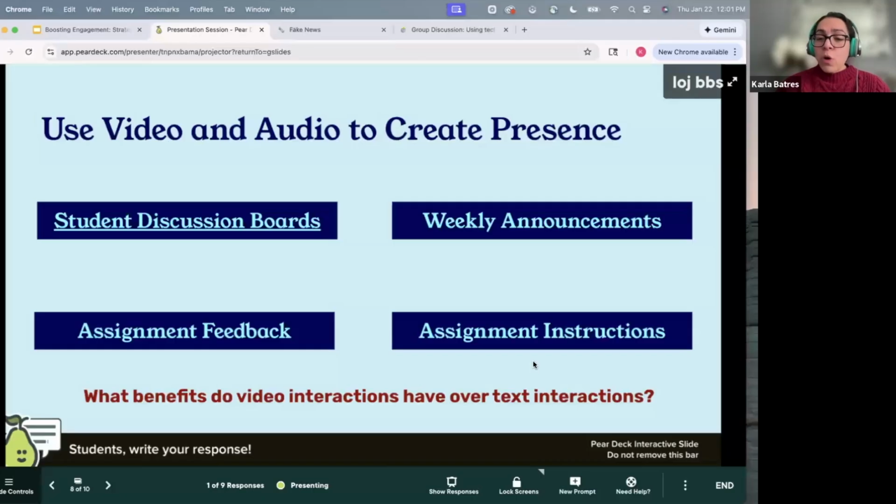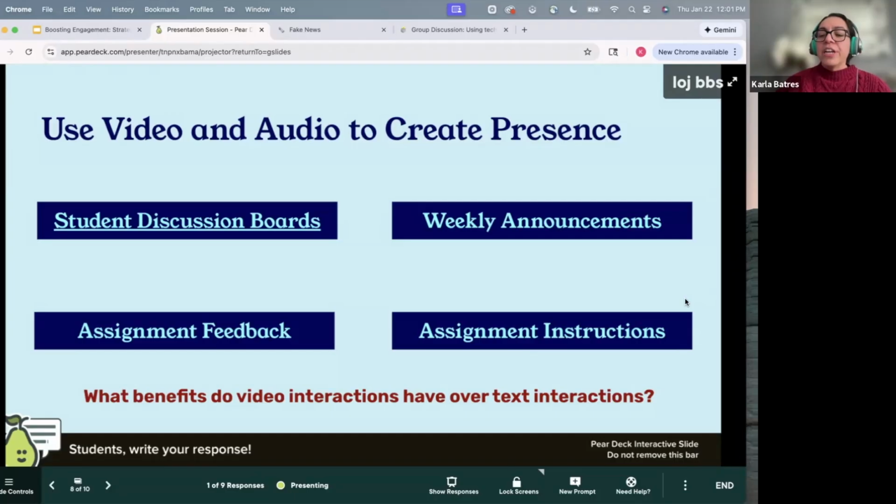I will also record myself giving assignment instructions. Do I give written guidelines? Absolutely, right? For accessibility reasons, I always give written instructions, but I also record myself talking through instructions for assignments because I think it builds a lot of that presence.